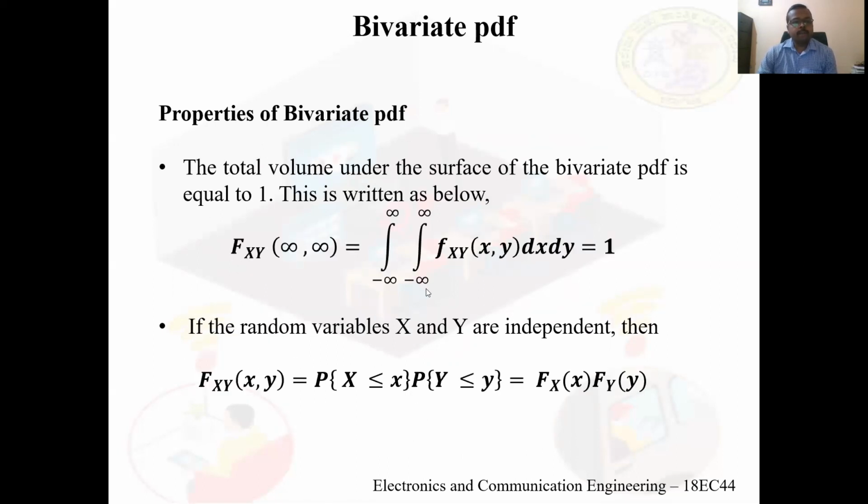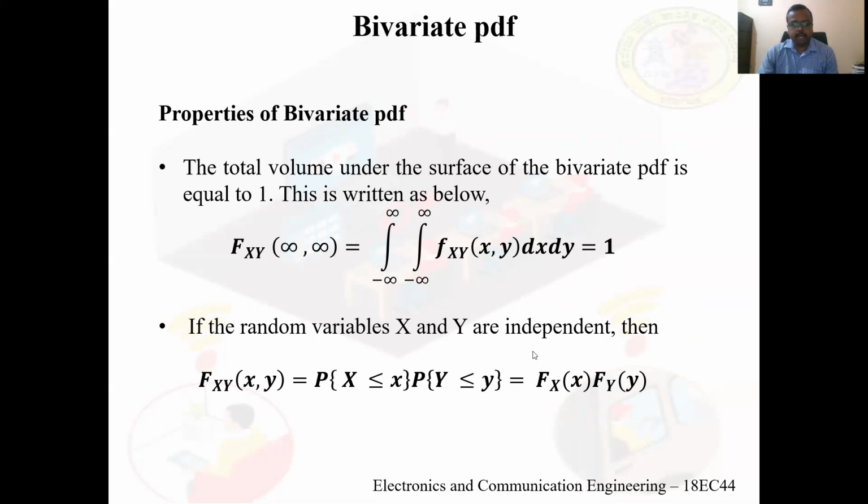The next property: the total volume under the surface of the bivariate PDF is equal to 1. Now, how do you represent this? When I say total volume, F_X(infinity, infinity) is equal to the integration from minus infinity to infinity, integration from minus infinity to infinity, of f_XY(x, y) dx dy. And this integration is equal to 1.